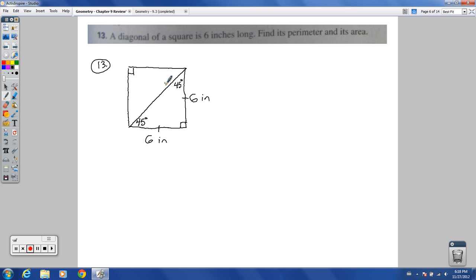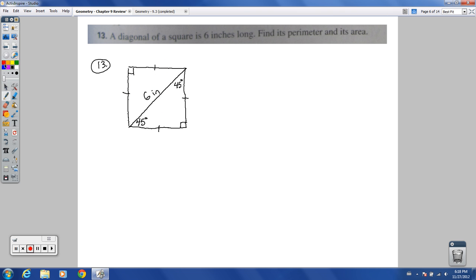And so, I'm sorry, that's why I was like, that's a really easy problem. Why are we even doing this in this chapter?